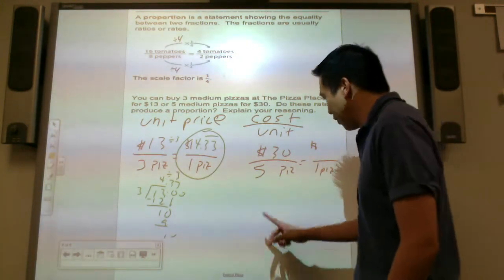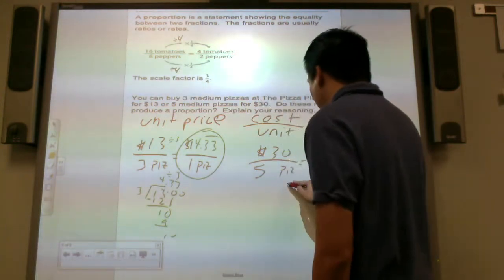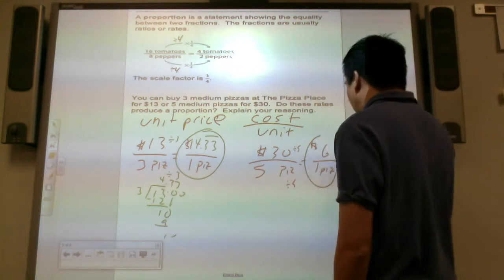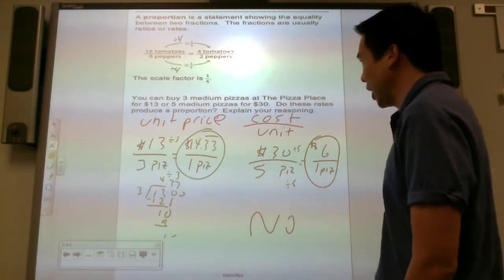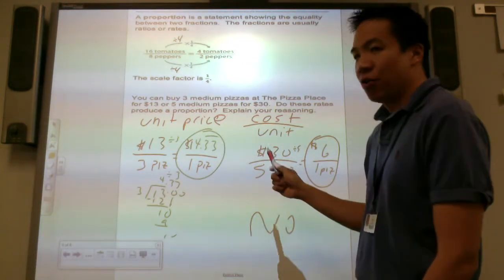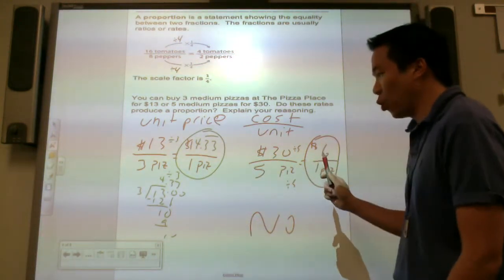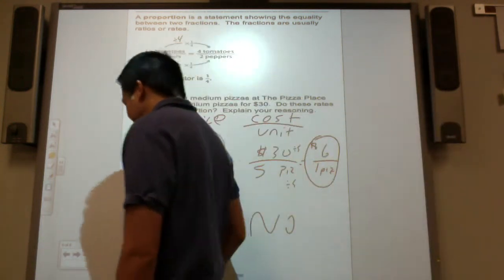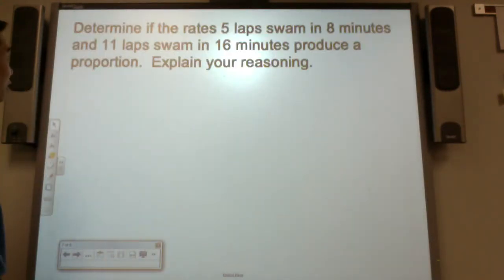What about this one? If I were to break down 5 pizzas to 1 pizza, I divide by 5. $30 divided by 5 is $6 per pizza. Do they form a proportion? Are these two rates, or fractions, equal? Are they equivalent? Are they equal to each other? No, they are not. Maybe our next example will have it.